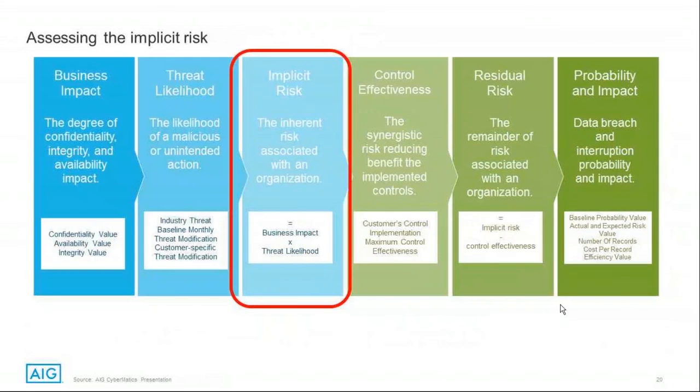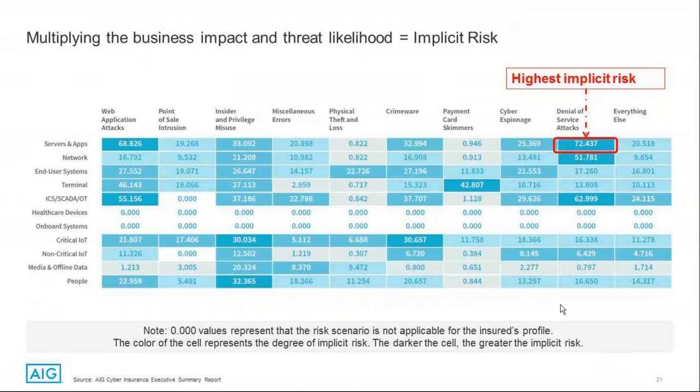So moving on, now it's relatively simple. The next step gets us to combining the business impact and the threat likelihood to really visualize the implicit risks that are relevant for your given business. And here you can see the risks, basically the multiplication of the business impact and the threat likelihood, generating the matrix that you see on the screen. And you can also see what the high areas for implicit risks are in this given scenario.